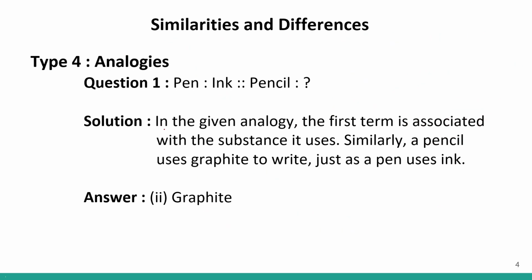Here you can see the solution. The first term is associated with the substance it uses. Similarly, a pencil uses graphite to write just as a pen uses ink.